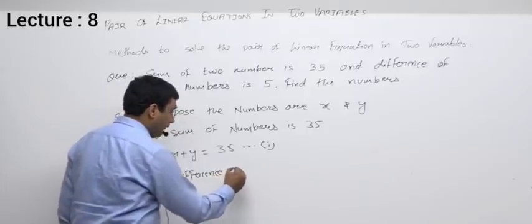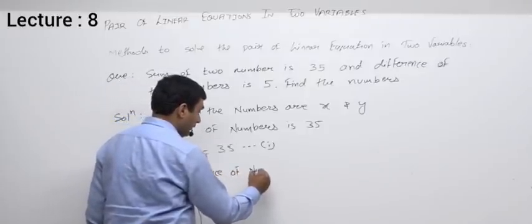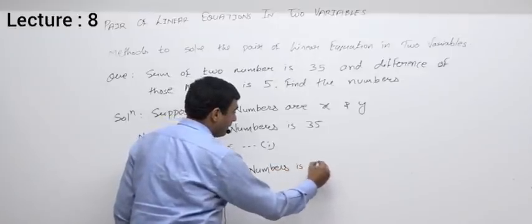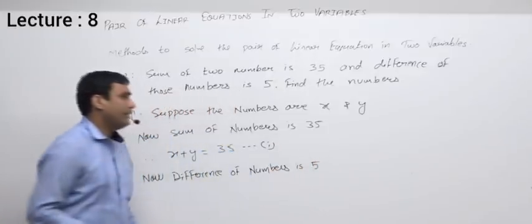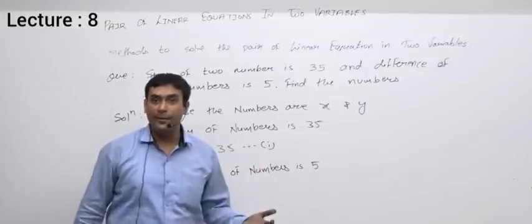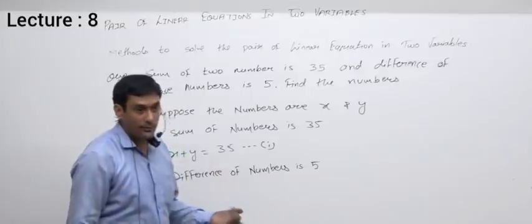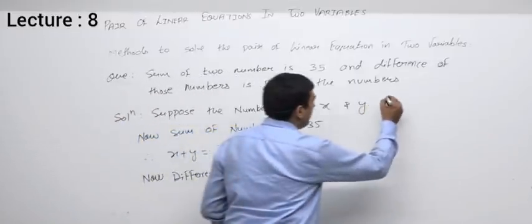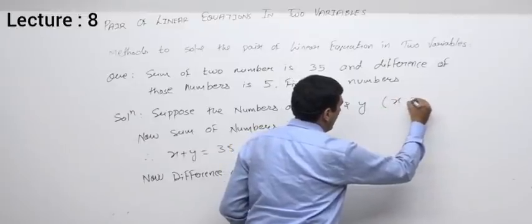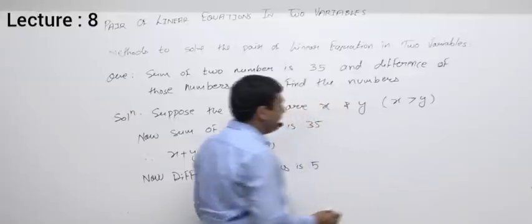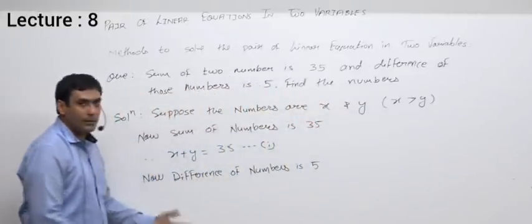Now, the difference of the numbers is 5. When I say the difference of the numbers is 5, that means x minus y or y minus x. Both conditions are possible, isn't it? So I have to specify which number is greater. So I am assuming x is greater than y, because here the difference is given, that means larger minus smaller is 5.